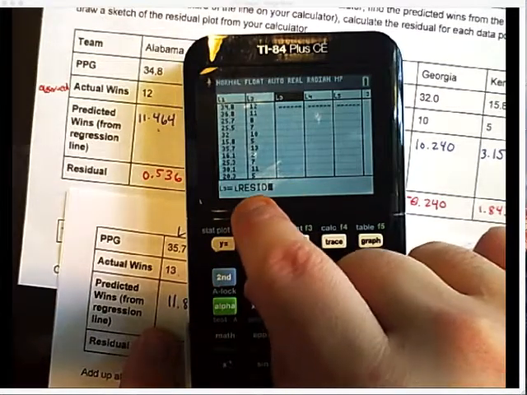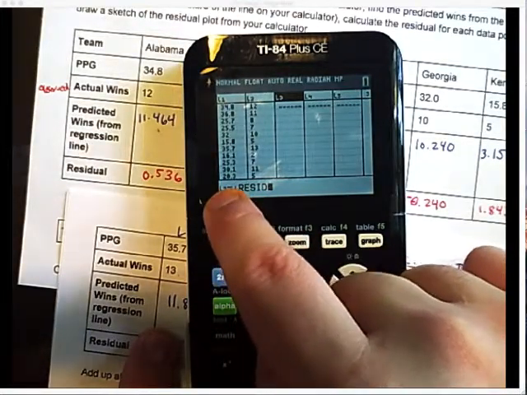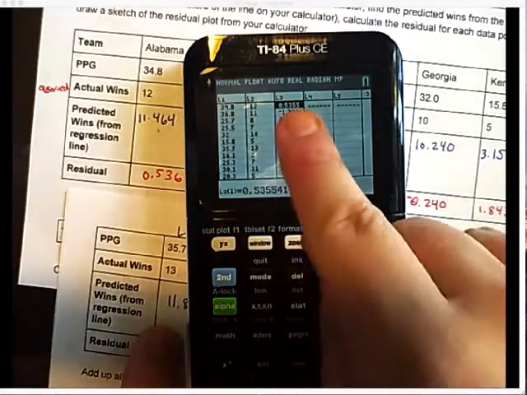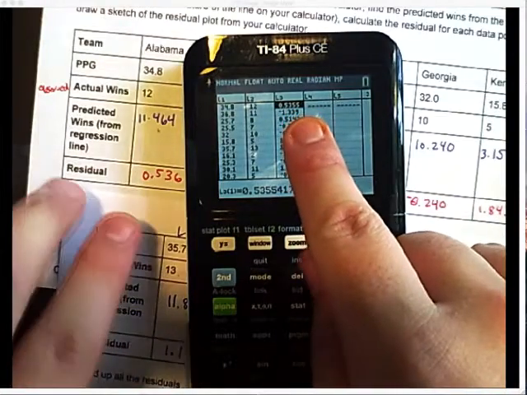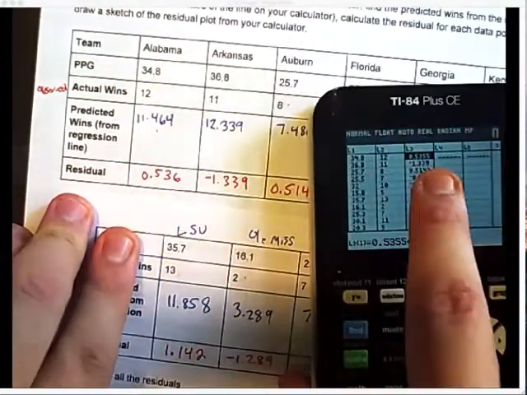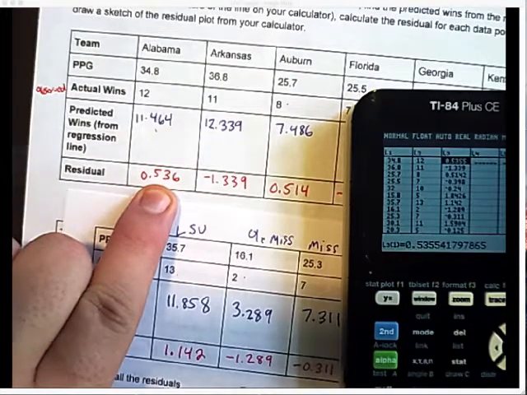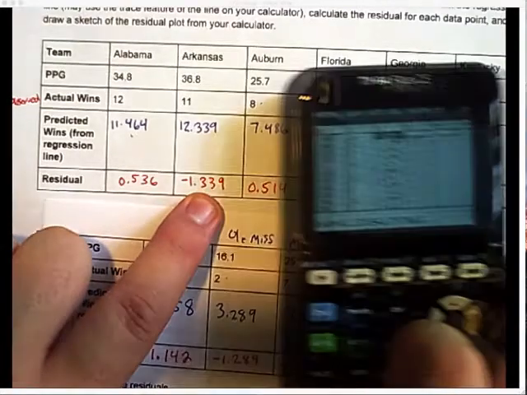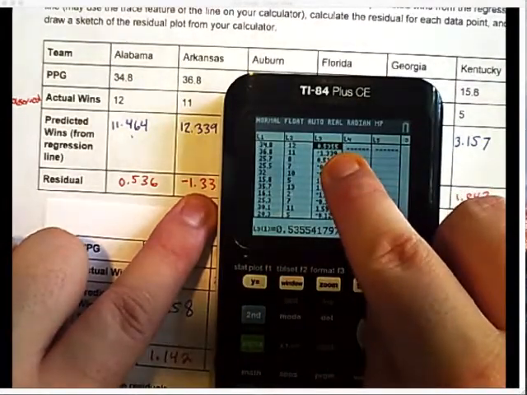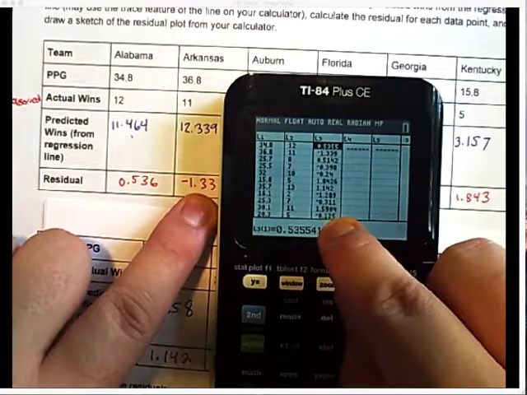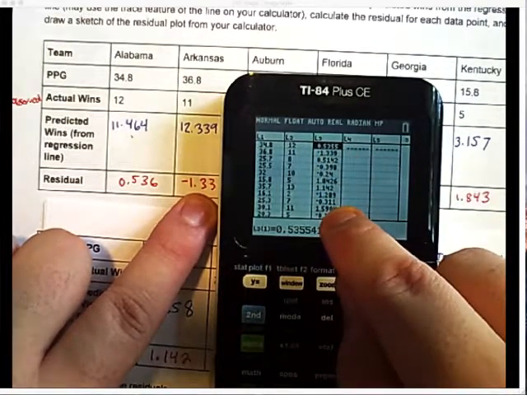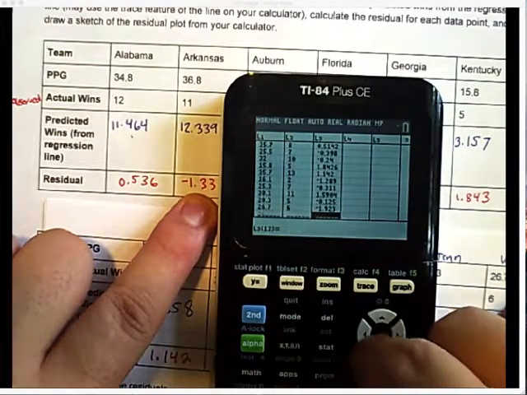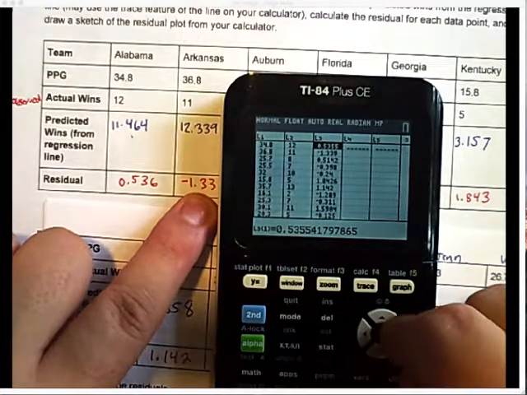So when you do that, I'm telling the calculator, in list 3, I want you to display the residuals for me. So what do you notice? This first number, 0.5355, guess what? That was Alabama. That was its residual. What about Arkansas? Negative 1.339. There's the residual for Arkansas. So it gives me all of these residuals for every data point. This list shows me the residuals.